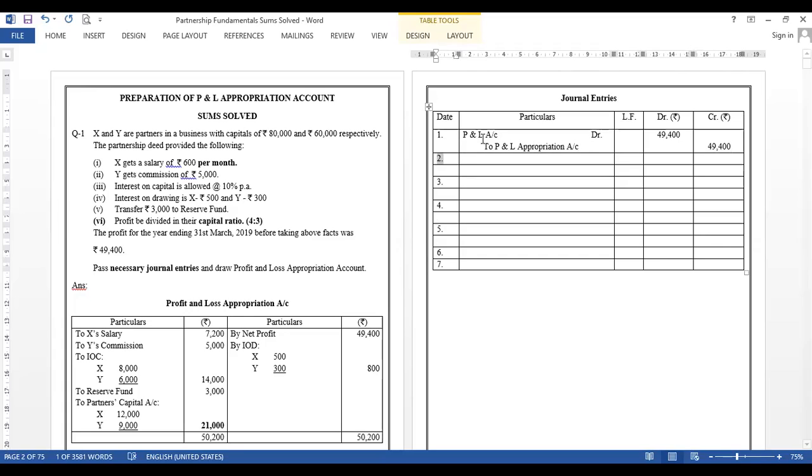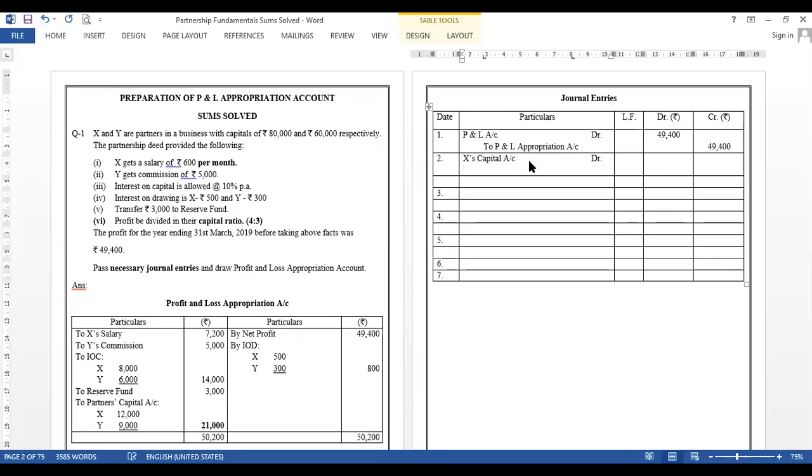Second में interest on drawings. Who will answer for interest on drawings? The partner's capital account debit to interest on drawings account. We have two partners. So, X's capital account debit. ठीक है. Y's capital account debit to interest on drawings account. ठीक है. Amount is 500, 300 and 800. ठीक है. इसका second entry.